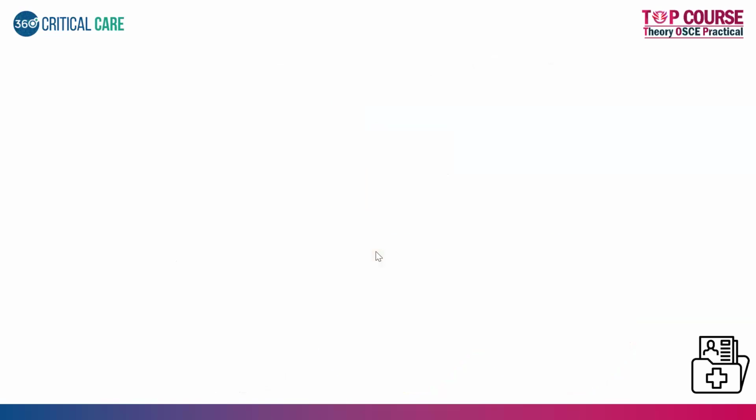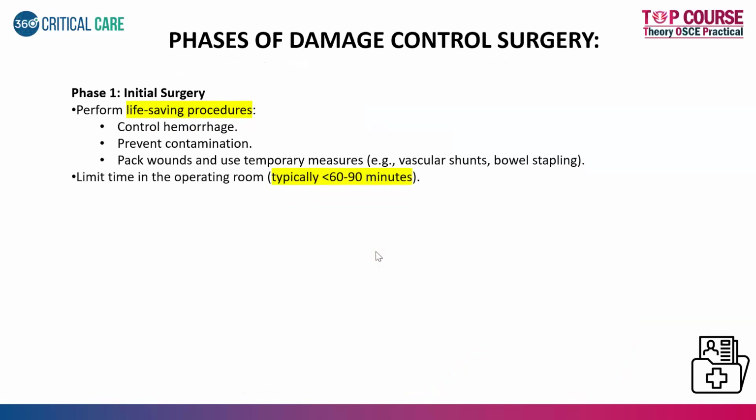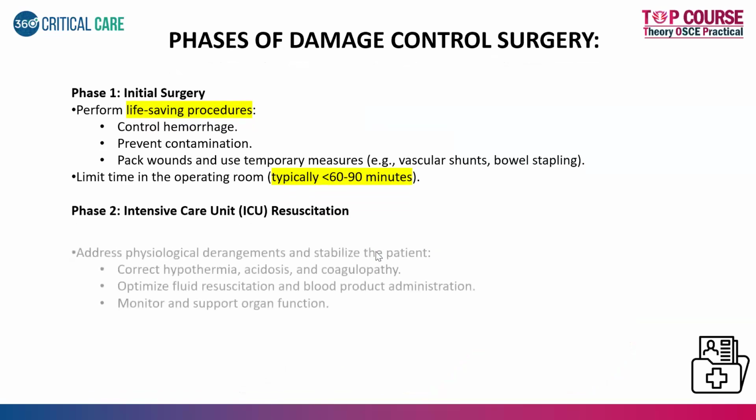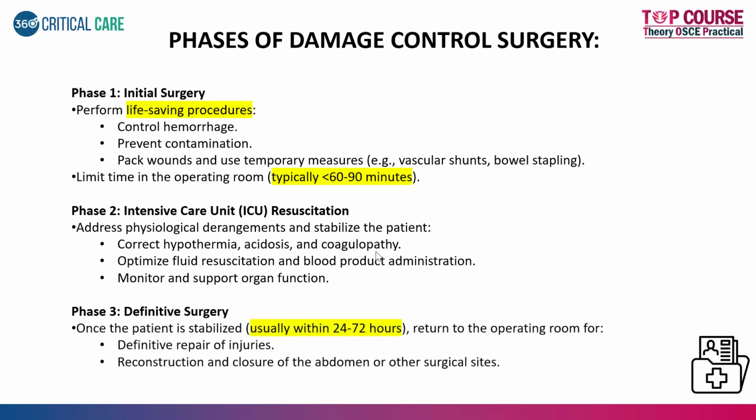Phases of DCR: phase 1 is the initial surgery, which is better done as early as possible. The only aim is to control bleeding, and in the meanwhile you have to prevent any cross contamination. Then transfer the patient to the ICU and correct the coagulopathies. Your balanced resuscitation and hemostatic resuscitation should happen in phase 2. Phase 3 is your definitive surgery, which is roughly after 24 to 48 hours.